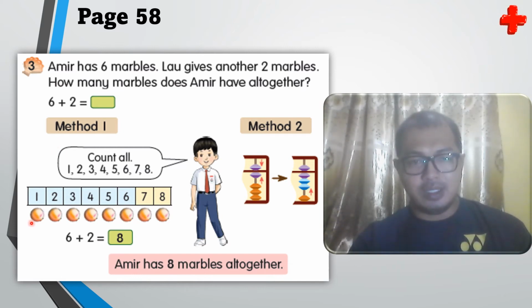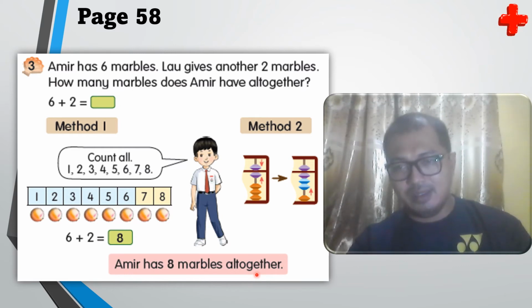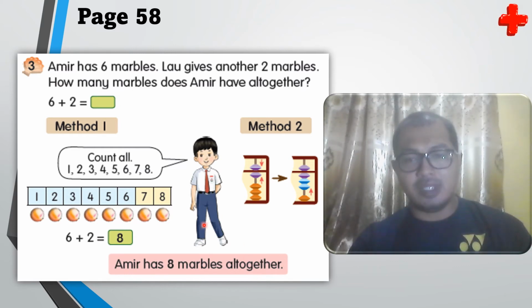In this picture, we take 6 marbles at first, and then we combine another 2, and then we count all. Kita kira semua. 1, 2, 3, 4, 5, 6, 7, 8. So we can say that 6 plus 2 is equal to 8. So Amir has 8 marbles altogether. Susah kalau kita nak ajar guna gambar, dan biasanya lebih senang untuk mengajar menggunakan objek maujud, objek sebenar.